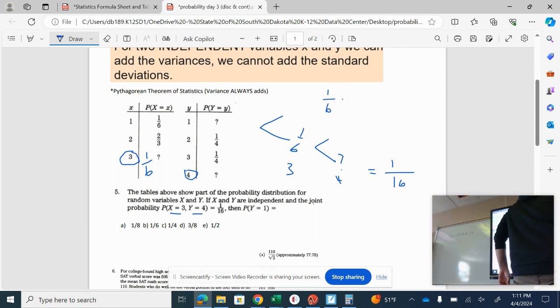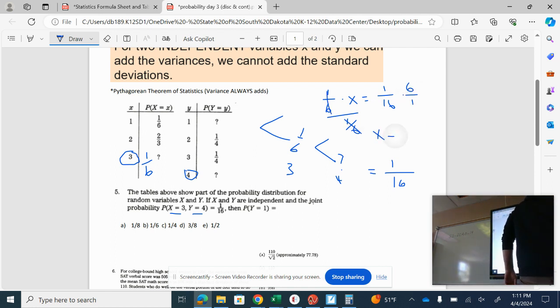1/6 times whatever the question mark is equals 1/16. So I'm going to divide by 1/6. If you divide by a fraction, it's the same as multiplying by the reciprocal. So this should be 6/16, or 3/8.